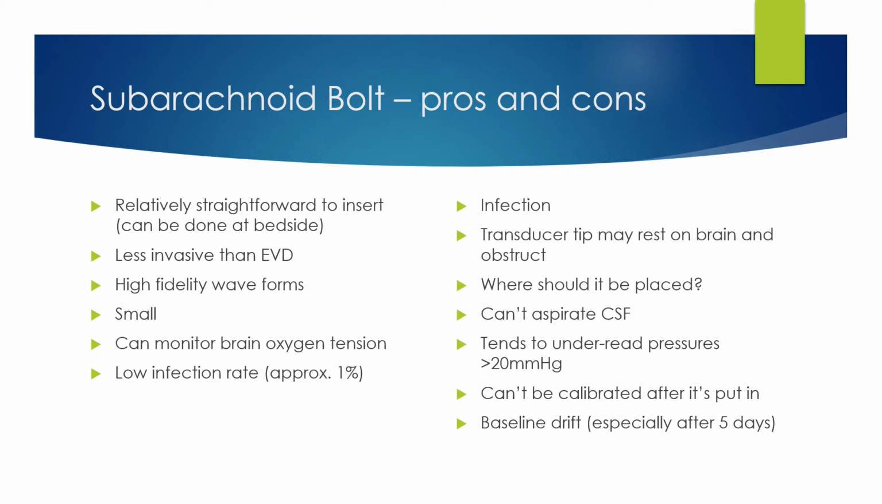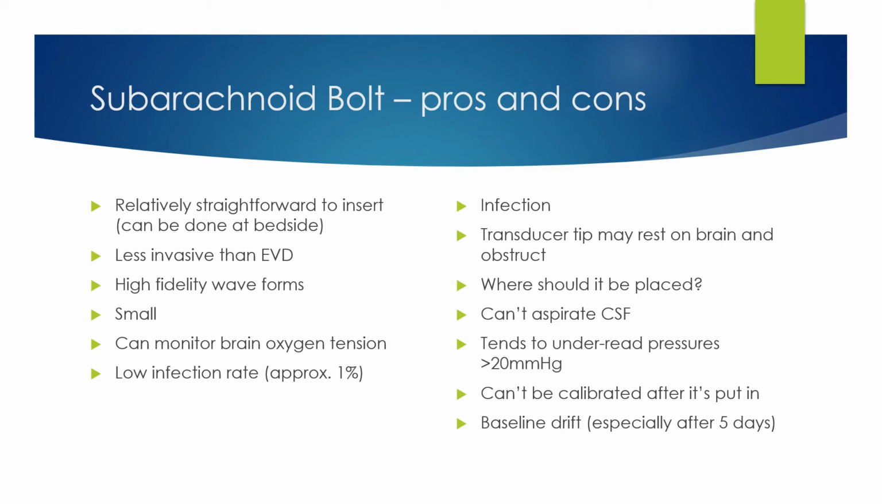In terms of cons though, I guess infection is certainly a possibility. That transducer tip may not rest where you want it to. It may be resting on top of the brain rather than within it. It could become obstructed and give you abnormal readings. And there is some debate about where it should be placed. We typically place them where I work in the non-dominant frontal lobe, which for the vast majority of people is the right frontal lobe. However, some authorities say it should be placed within the area of brain with maximum injury.